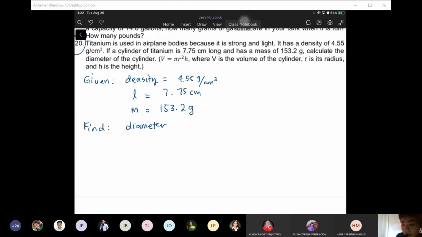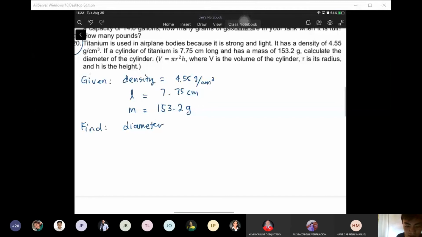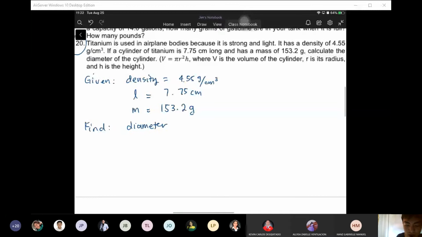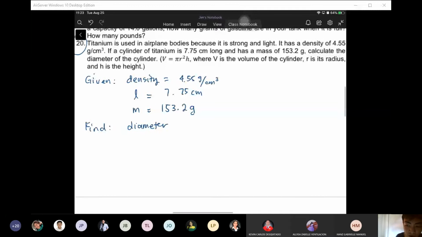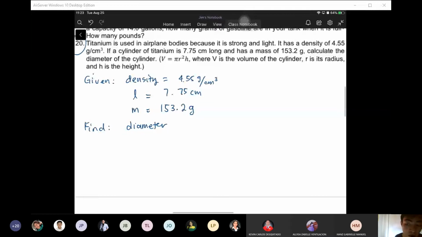So, ganun yung pag-solve. You first write the givens, lahat ng given na pwede. Then, you write what is asked, kung ano yung kailangan. Some students do not know what is asked in the problem, so they find it hard to solve the problem. So, find the diameter. After that, we can write our solution.